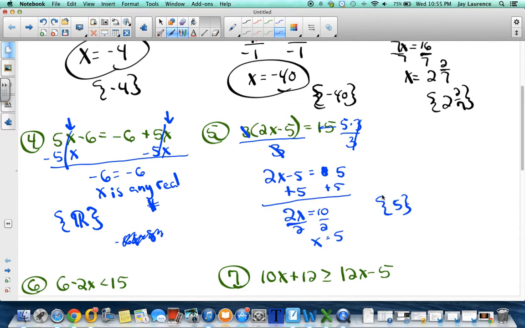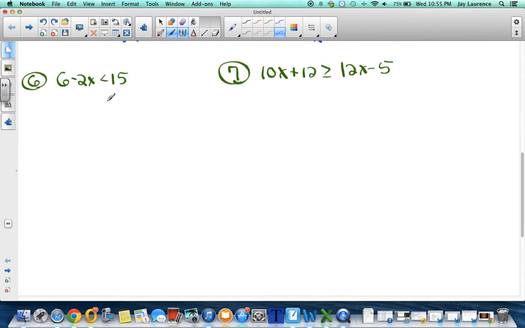Now, number 6. It's an inequality, so it's a two-step inequality. I'm going to start off by subtracting 6 from both sides. And I'm going to get negative 2x is less than 9.